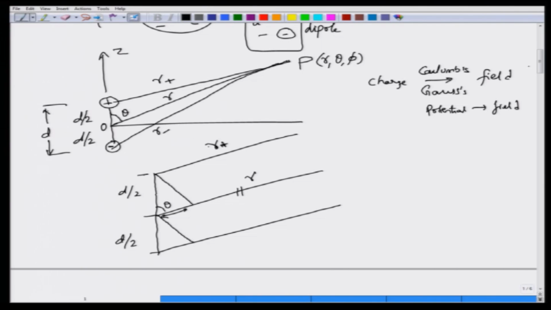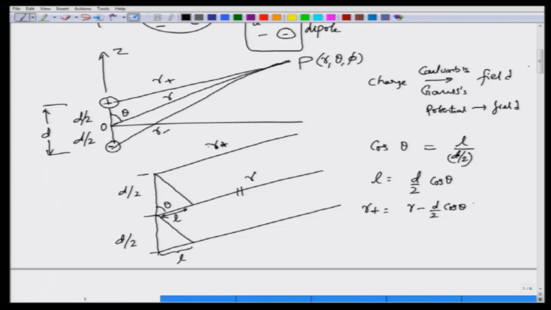So, yes, I can actually represent this extra length, let us call this L, in terms of d by 2 and theta by writing cos theta as L by d by 2, which implies that the extra distance that differentiates between r plus and r is given by d by 2 cos theta. Similarly, this length will also be equal to d by 2 cos theta, and in terms of this d by 2 cos theta, you now have r plus as r minus d by 2 cos theta, right.